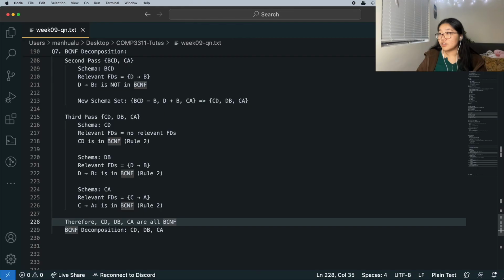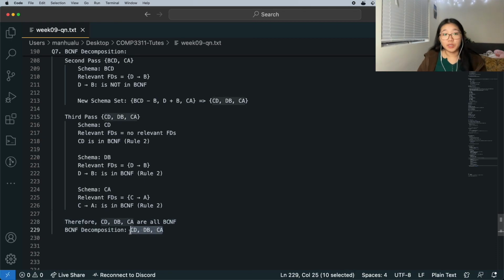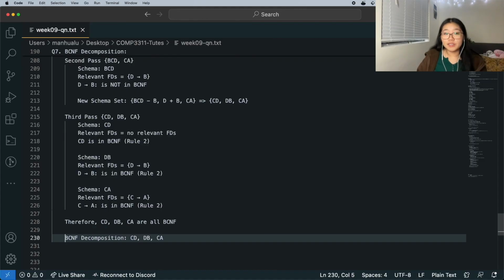For this one, because it's not as complicated, there's only so many few answers that you can generate. And this one should be similar to your tutorial answers. Cool. That's it of BCNF decomposition.